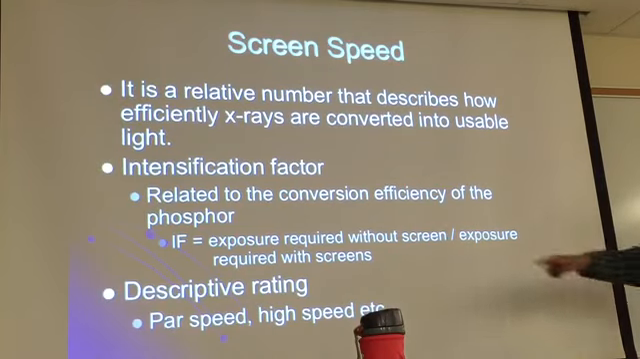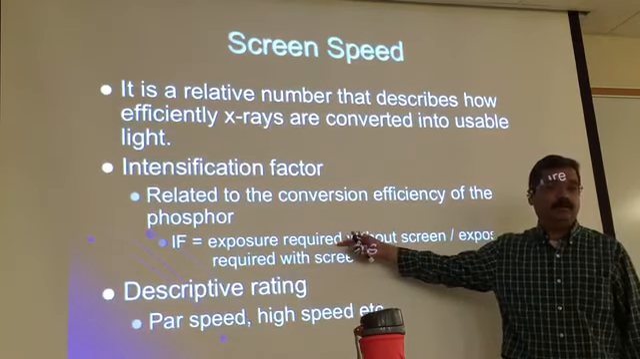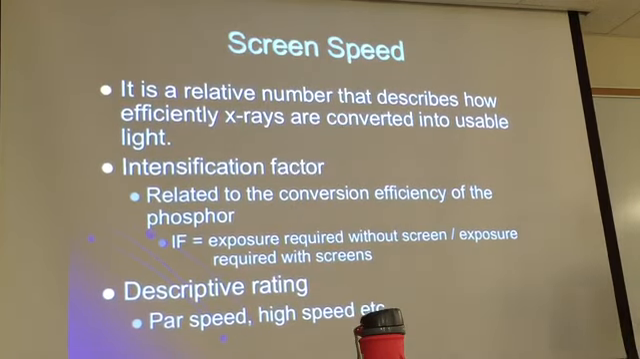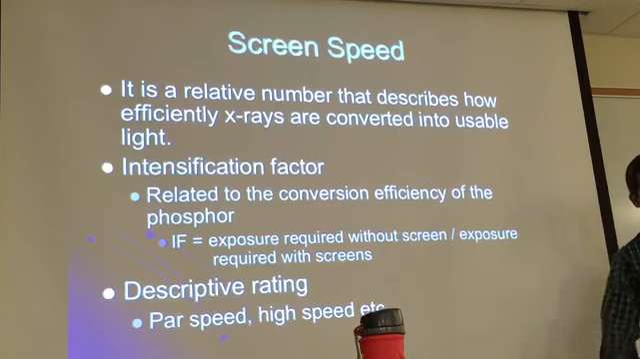Remember I said this number will always be a lot higher. It has to be a lot higher, otherwise you're defeating the purpose of using intensifying screens.